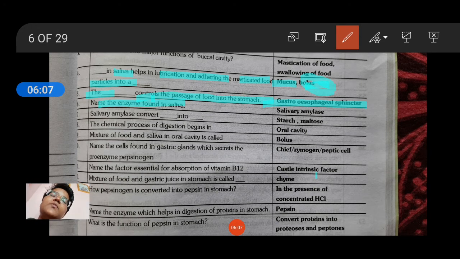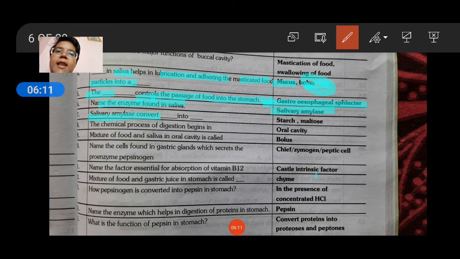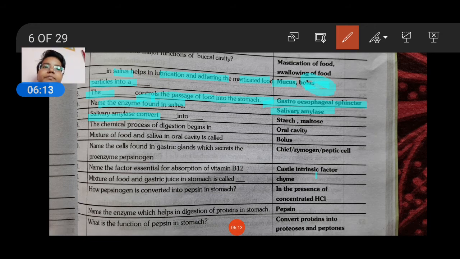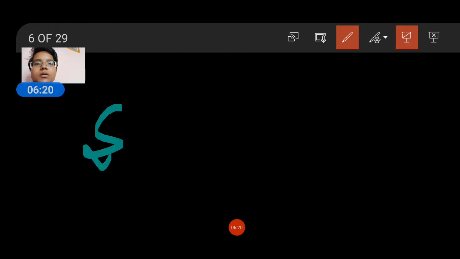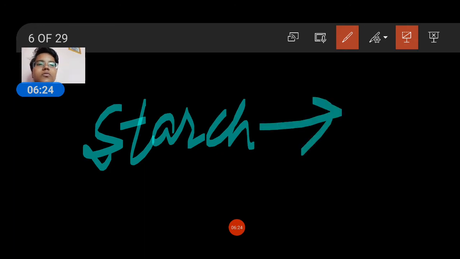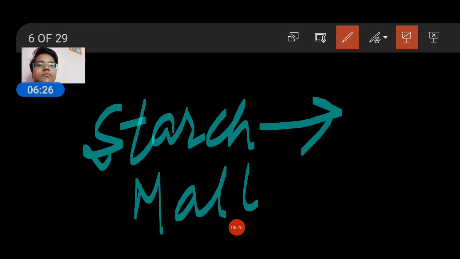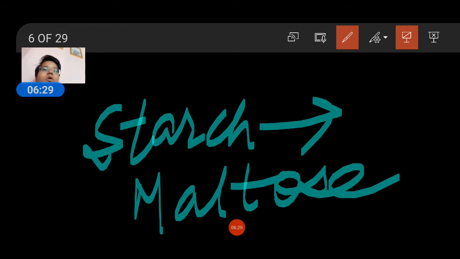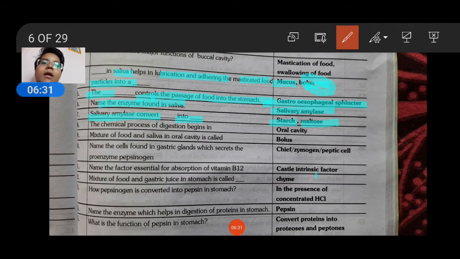Name the enzyme found in saliva: salivary amylase. Salivary amylase converts starch into maltose. The chemical process of digestion begins in the oral cavity. The mixture of food and saliva in the oral cavity is called bolus.